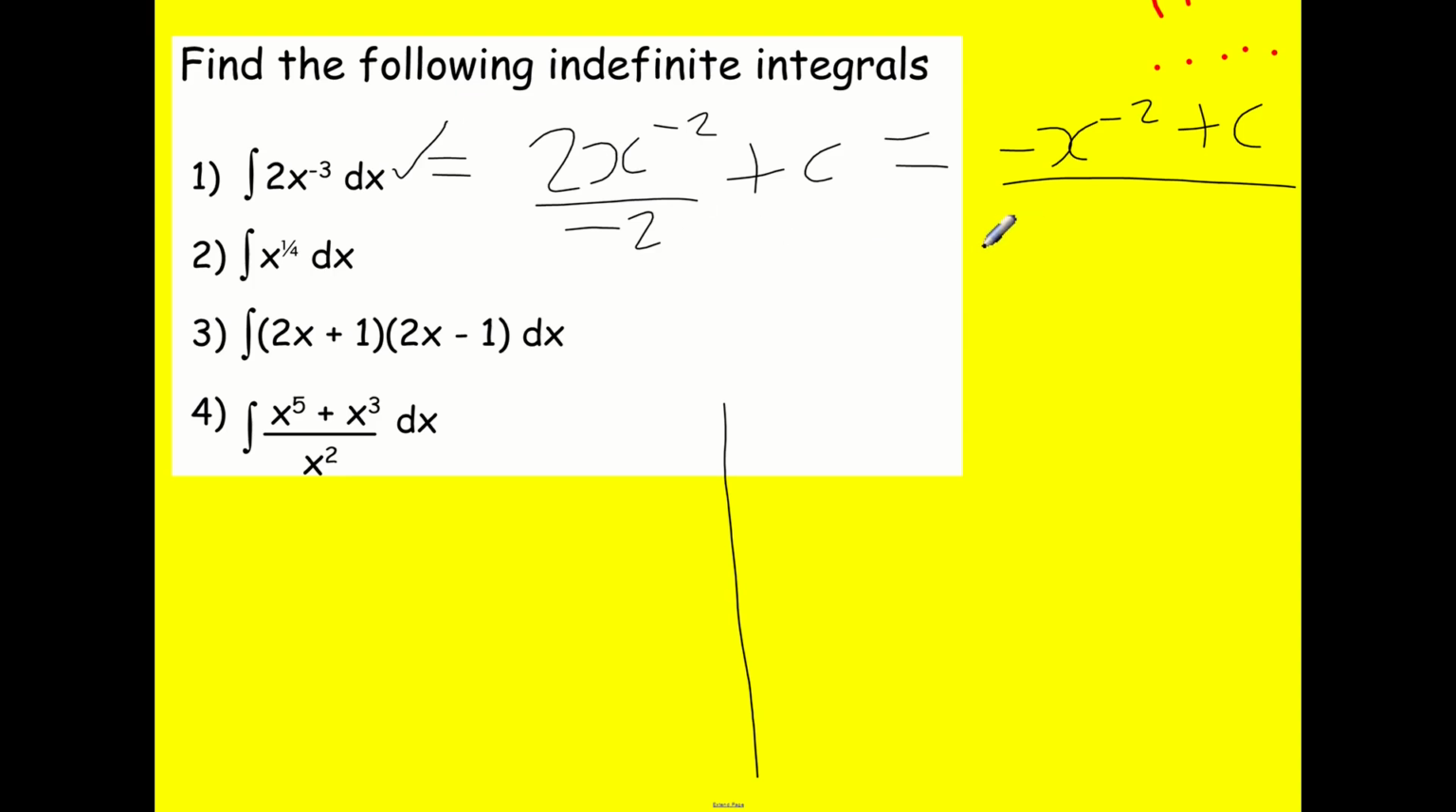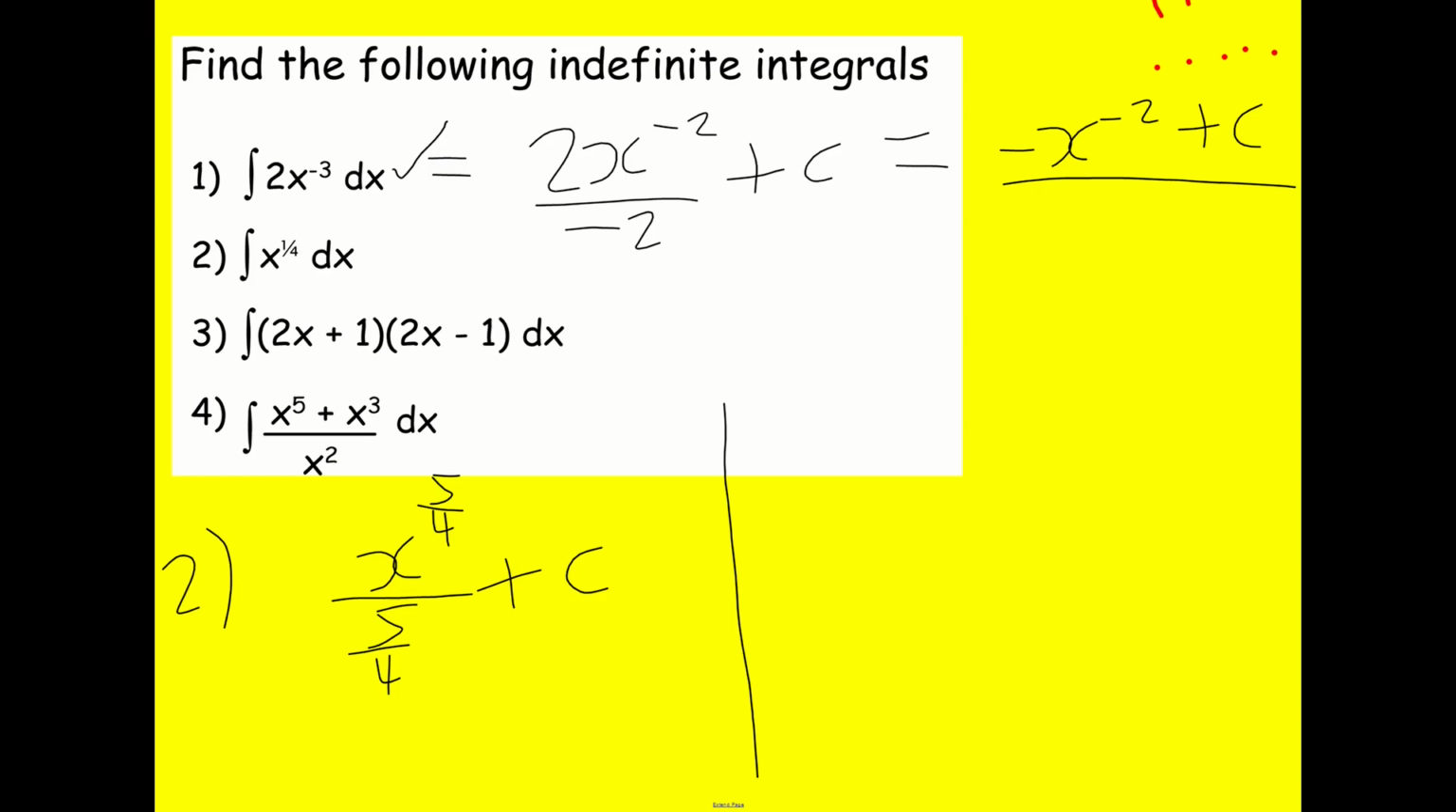Okay, onwards with number 2. I think I'm going to come down here for number 2. So if we integrate this, then I'm going to raise the power by 1. That's going to be 1/4 plus 1. That is 1 1/4 or 5 quarters. Generally good to leave your fractions as improper fractions for integration. And then we're going to divide by 5/4. And then we're going to plus c.